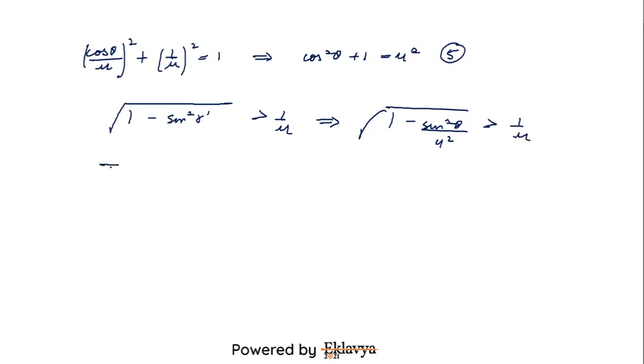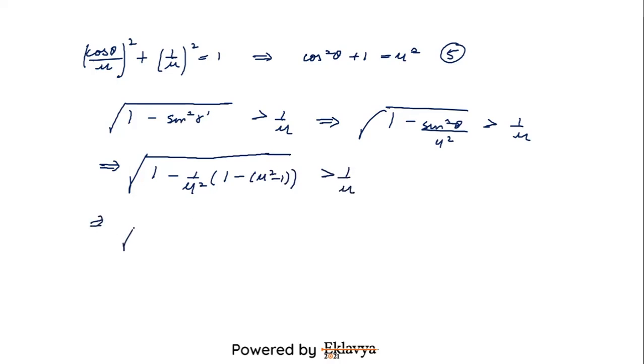Now what we are going to do, we are going to put the value of sine square theta from equation number 5. So root of 1 minus 1 upon mu square sine square theta. Sine square theta is 1 minus cos square theta, and cos square theta is mu square minus 1. Okay, so this entire thing should be greater than 1 upon mu.